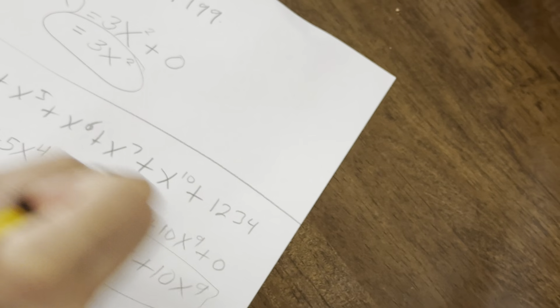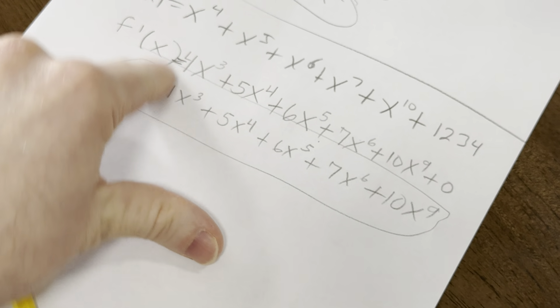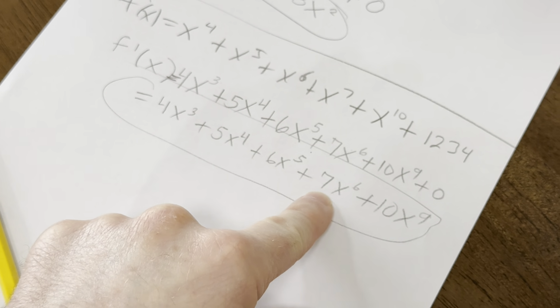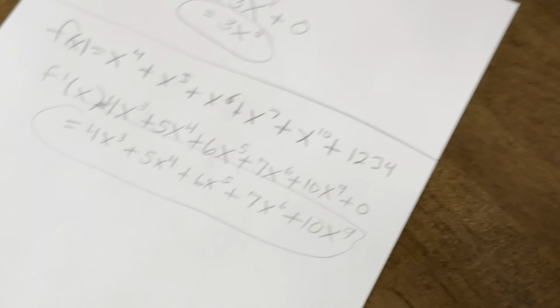That's it. You can do calculus, right? So if you can do it, anyone can do it, right? Pretty good. Let's check. So 4x cubed, 5x to the 4th, 6x to the 5th, 7x to the 6th, 10x to the 9th, and then 1, 2, 3, 4.